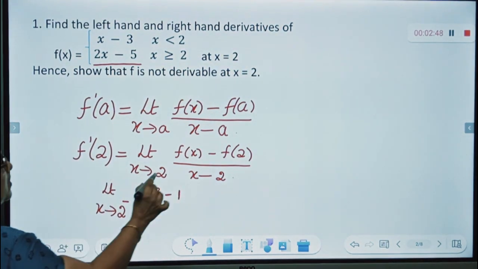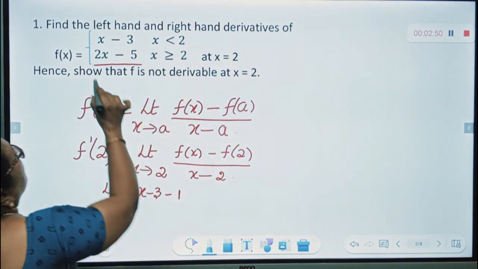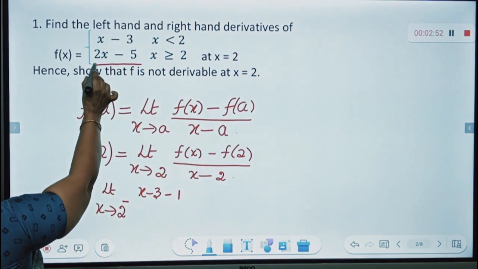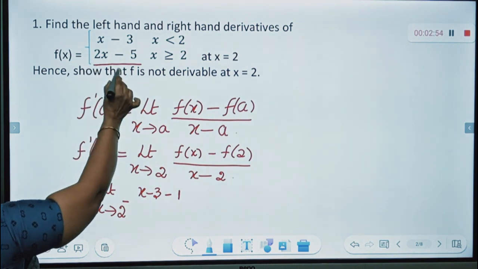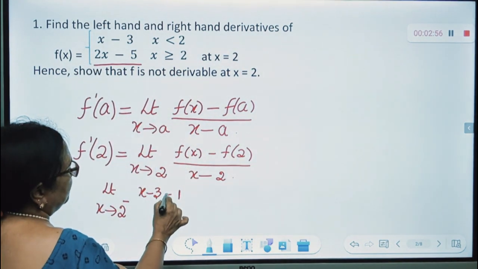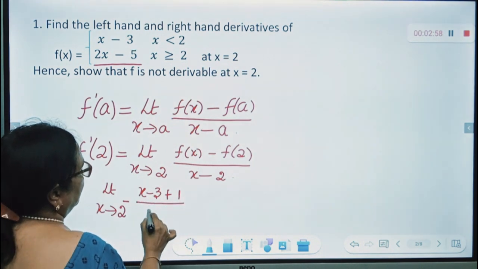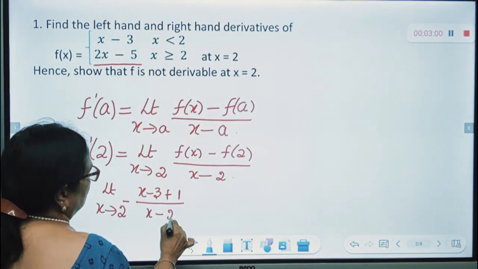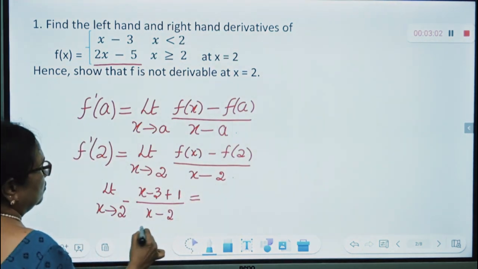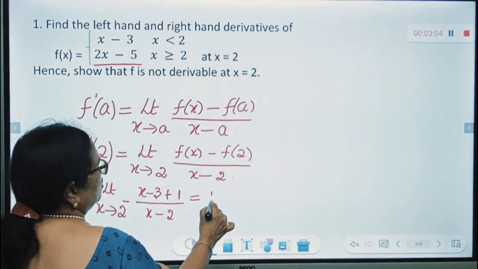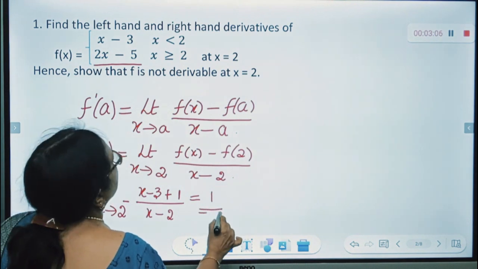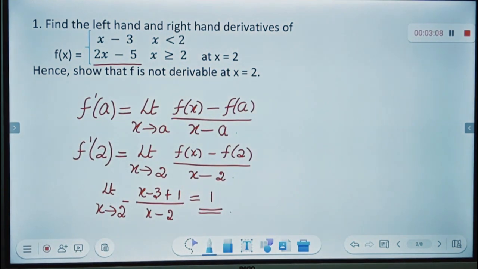So x minus 3 minus f of 2, I have to put x equal to 2, so 4 minus 5, minus 1. So this becomes plus 1, divided by x minus 2, which is equal to, this is x minus 2 by x minus 2, which is 1. So the left hand limit is 1. The left hand limit for the derivative at a equal to 2 is 1.